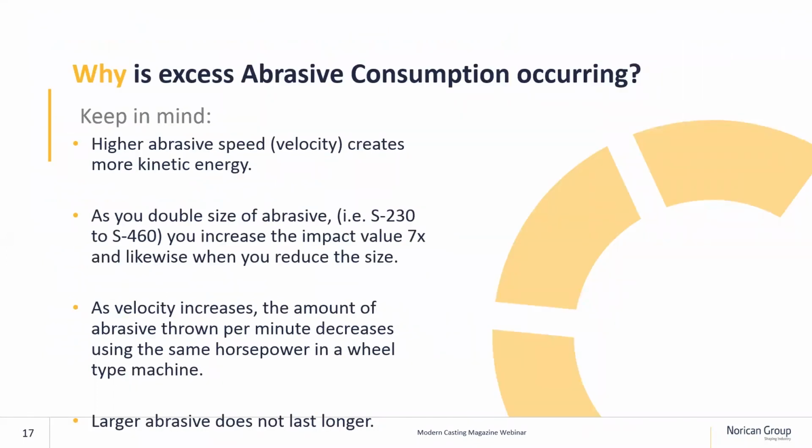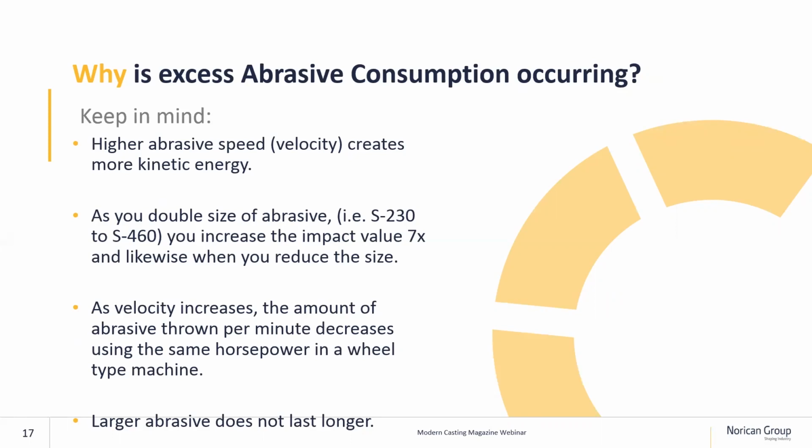So here we go. Why is the excessive abrasive consumption occurring? All right, a couple things that we want to keep in mind as we've been talking about this. The higher abrasive speed, the velocity, creates more kinetic energy. That goes back to the slide 2 slides ago when we looked at how many joules it was between 250 and 360 feet per second.